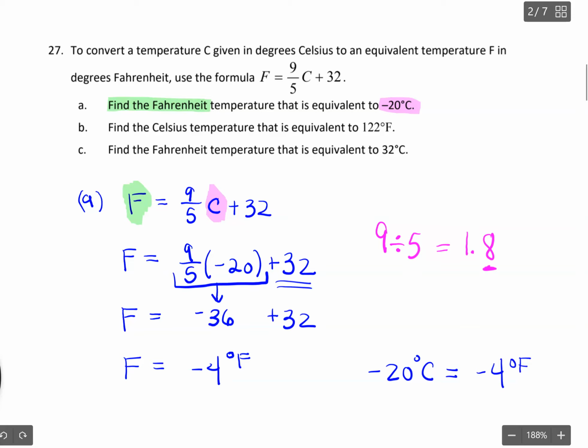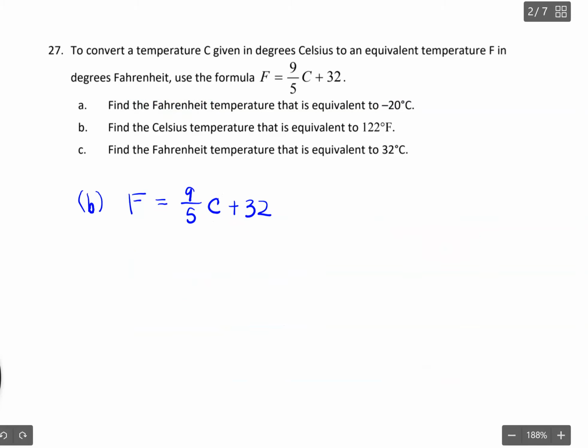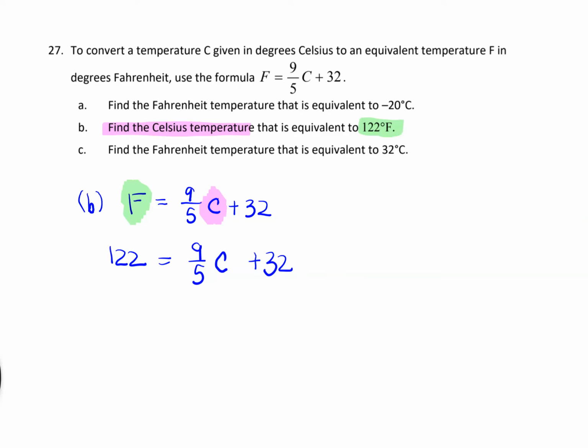Now let's take a look at B. In part B, we're being asked to find the temperature in degrees Celsius, so we're looking for the C. That's equivalent to 122 degrees Fahrenheit. So we're given the F, so I'm going to plug in the 122 for my degrees Fahrenheit, and that's going to equal 9/5 times C, which I don't know, plus 32. So we're going to have to solve this formula for the variable C. And when we're solving, we need to ask ourselves, what's happened to the variable? And then how do I undo all of that? So let's take a look.